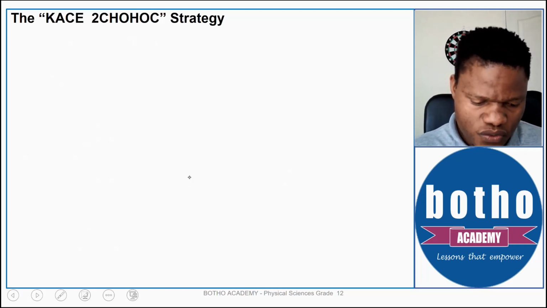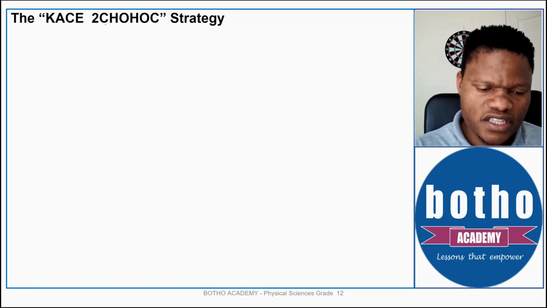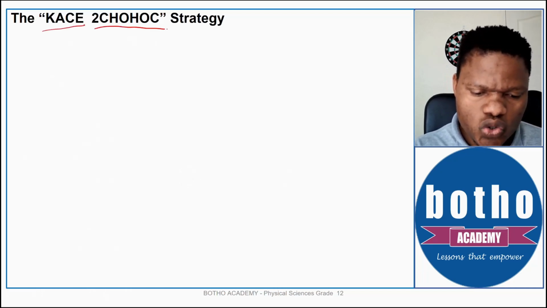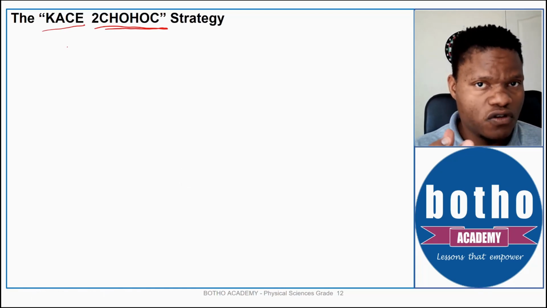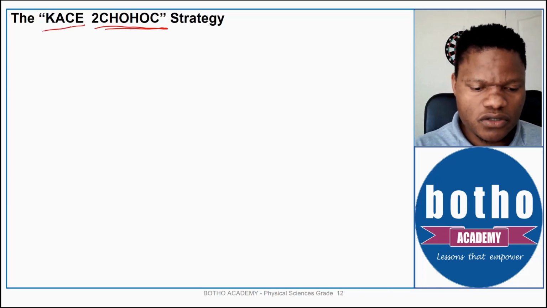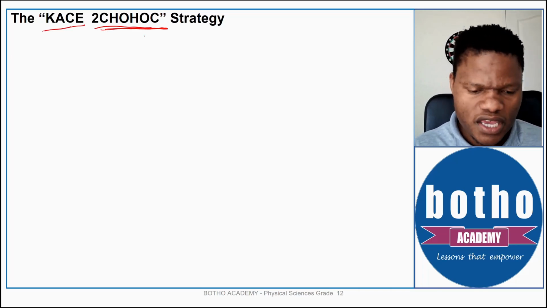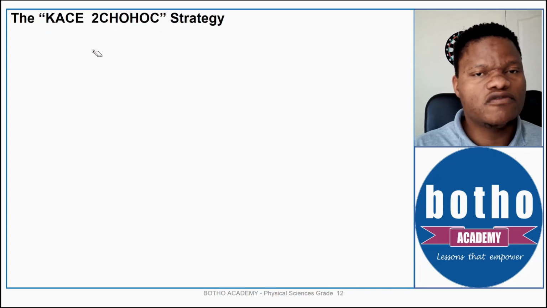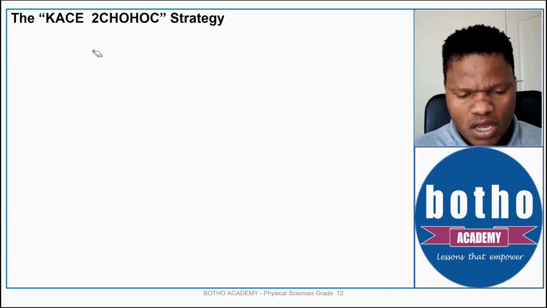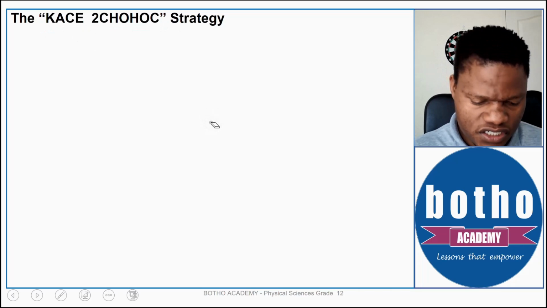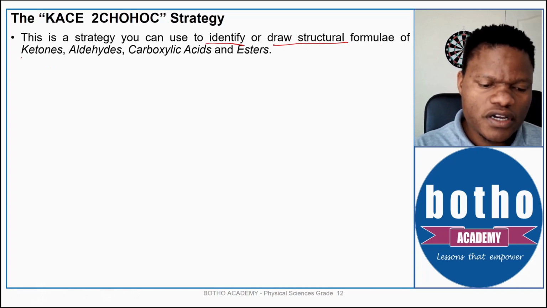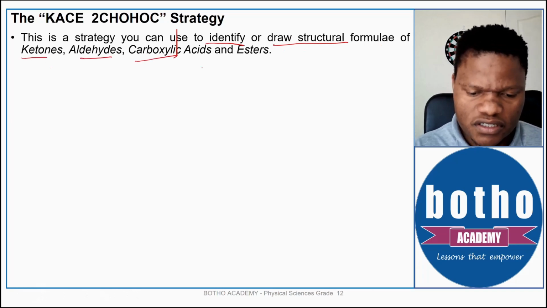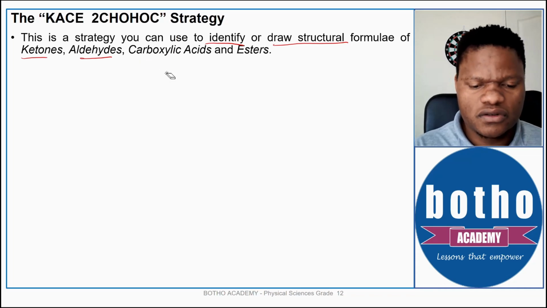Now, with these ones, we are going to use what we refer to as the Case 2-Cho-Hock strategy. It's easier to remember that way if you memorize it that way. It's going to assist you in case you forget some information, especially about the last 4 homologous series. This strategy is going to be used to identify or even draw structural formulae for ketones, aldehydes, carboxylic acids, together with esters.